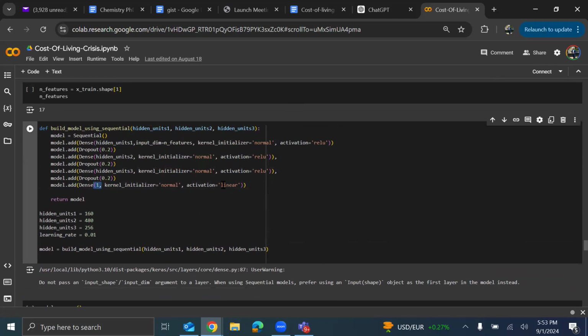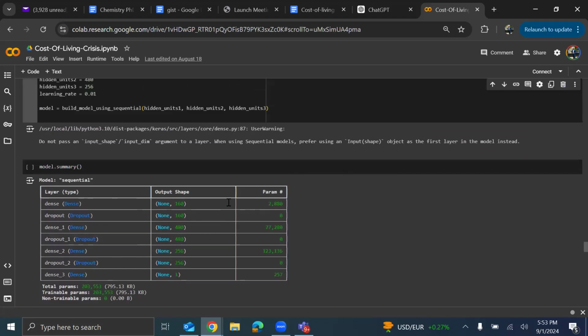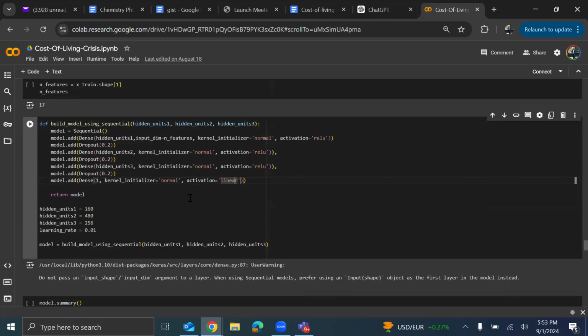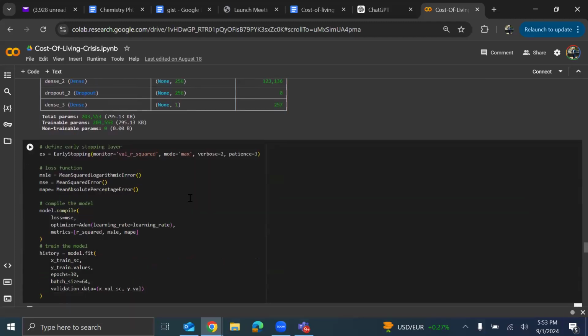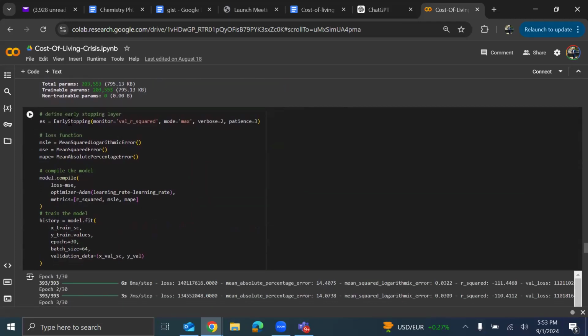And my activation function was a linear activation function, right? This is needed for a regression task. For this, I designed an early stopping mechanism. Let me just put it like that.